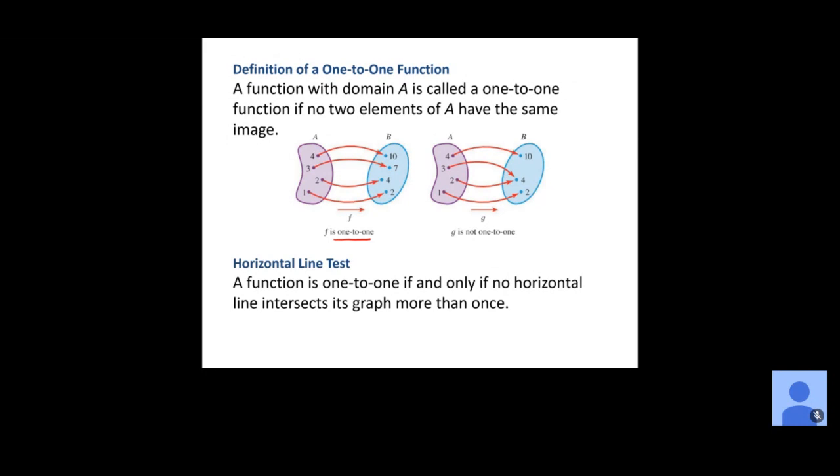Over here, the g function is still a function because every x goes to a y value, so we don't have an x going to two different y's. Every x goes to one y. But notice here that I have two different x values going to the same y value. If that happens, then this one is not one-to-one anymore. So every x has to go to a unique y value. If that's not the case, then it's not one-to-one anymore.